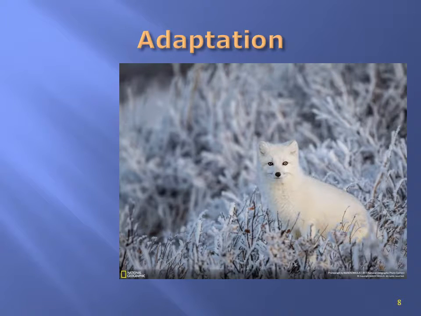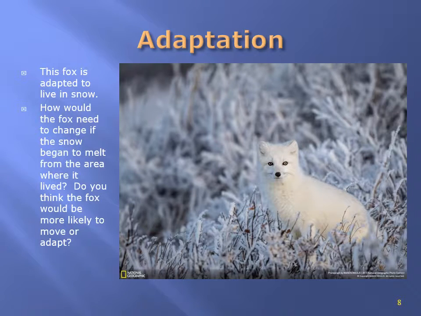And an adaptation is a trait that an organism has that allows it to live in the environment that it's living in. The fox, for example, this fox is adapted to living in snow. You can see, for one, just by its color, that it blends into the snow. How would the fox need to change if the snow began to melt from the area where it lived? Do you think the fox would be more likely to move or adapt?